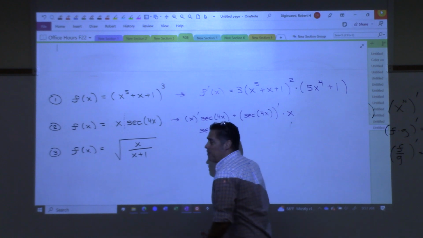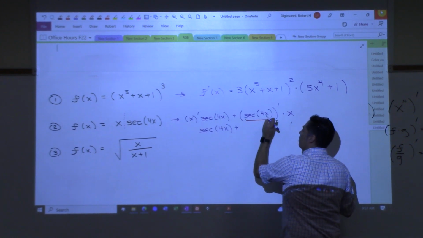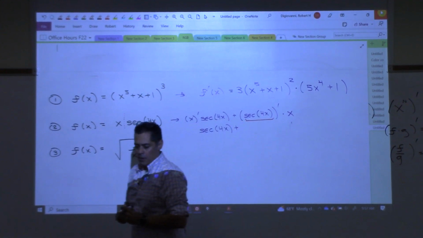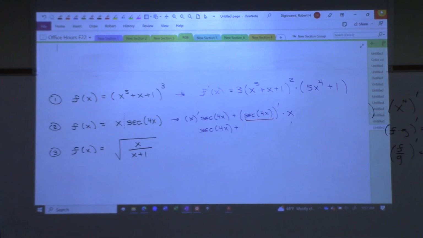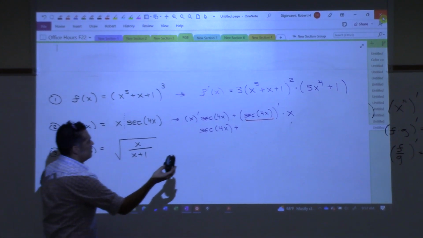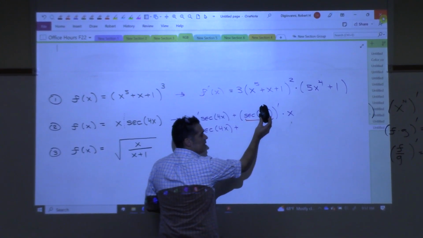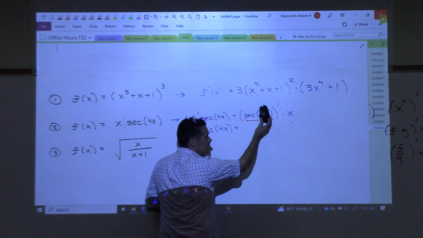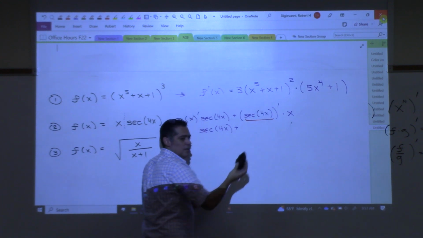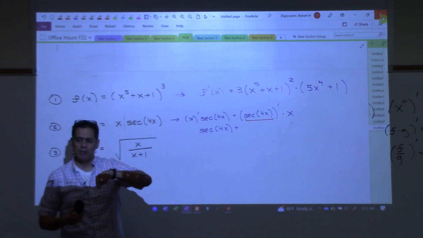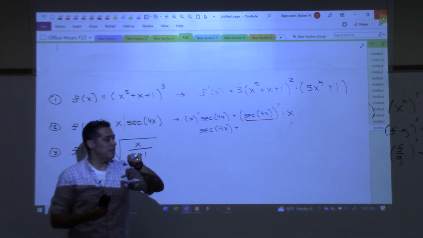Plus, now, here's the one that most people mess up. Okay, that's why I put it up here. That is composition, right? 4x is being plugged into the secant function. So I'm going to get my mouse. This is going to be the inner function. Careful, careful, careful. What is the derivative of secant of a mouse? Look at your formula sheet. So what's the derivative of secant x on your formulas? Secant x tangent x, right?